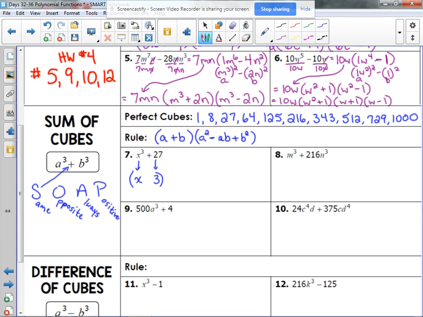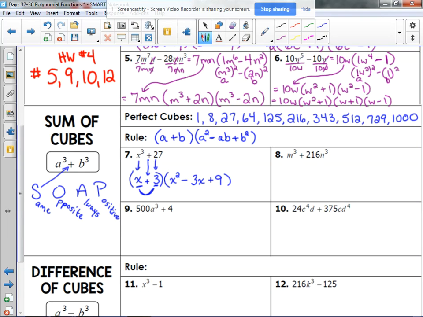X cubed is x cubed. 3 cubed is 27. Then we build our second set of parentheses. We square the first term. That was an x, so x squared is x squared. Then we multiply these two together, so x times 3 is 3x. And then we square the 3, so we get 9. Now we put the signs in there. The same sign, so the plus comes down, then the opposite, and then the last one is always positive. So same, opposite, always positive.